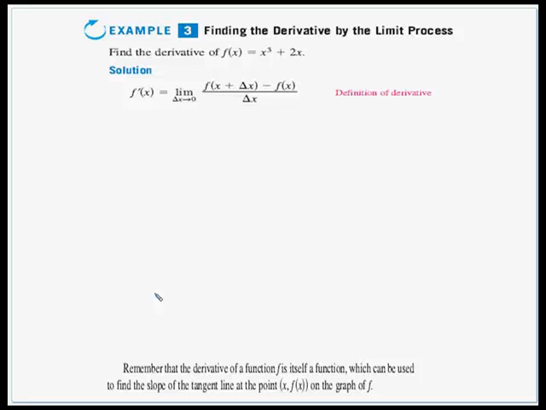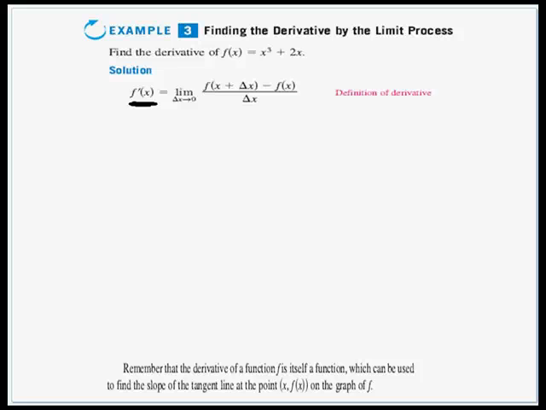Alright, we did a parabola one in the last video. We had x squared plus 1, and we used this limit definition to find the derivative. Let's do one a little harder: x to the third plus 2x. So we want to find the derivative, f prime of x, and that is going to be the limit as delta x approaches 0 of our difference quotient.